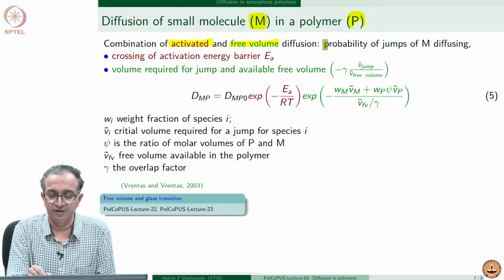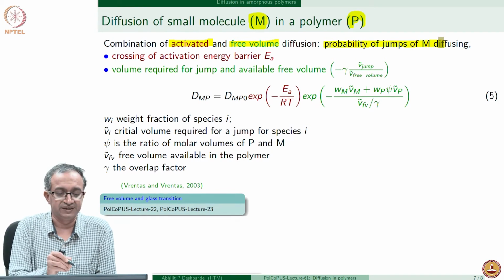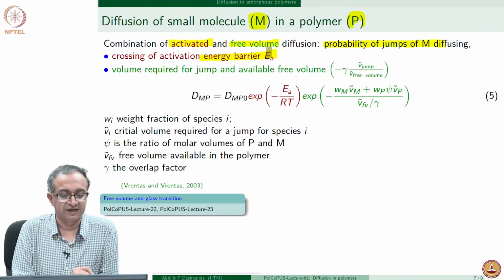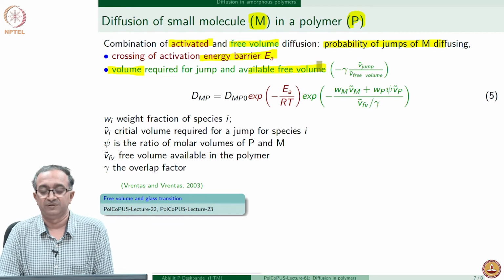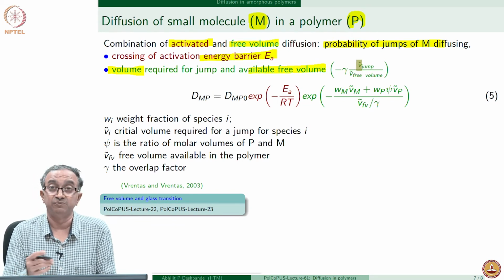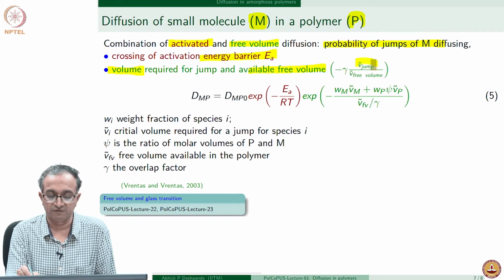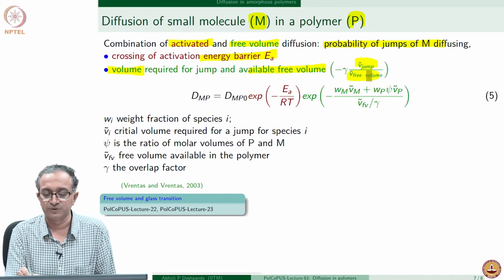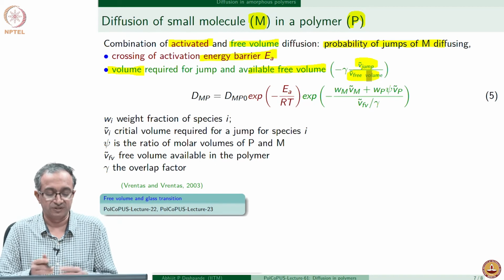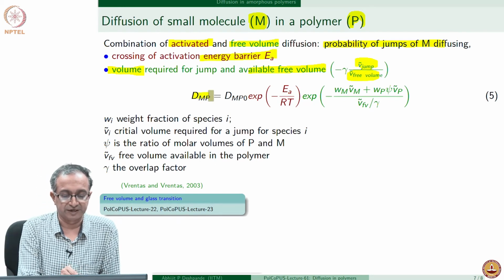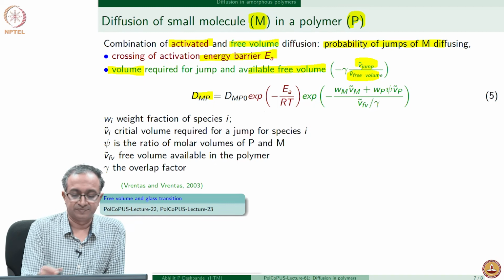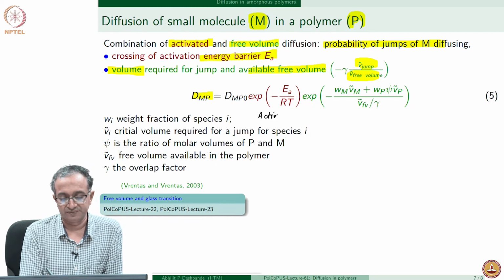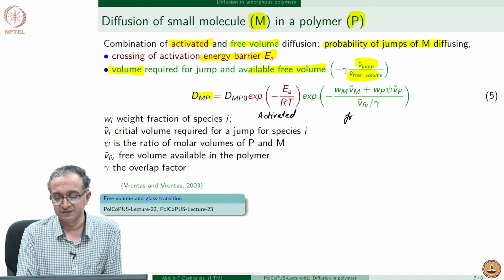And so, the probability of M diffusing depends on some activation energy barrier, but it also depends on the available free volume. This free volume can be estimated based on the volume required for a jump as opposed to the free volume which is there. This is an example of an expression which can be used to describe it, and you can see there is an activated part, and then there is a free volume part.